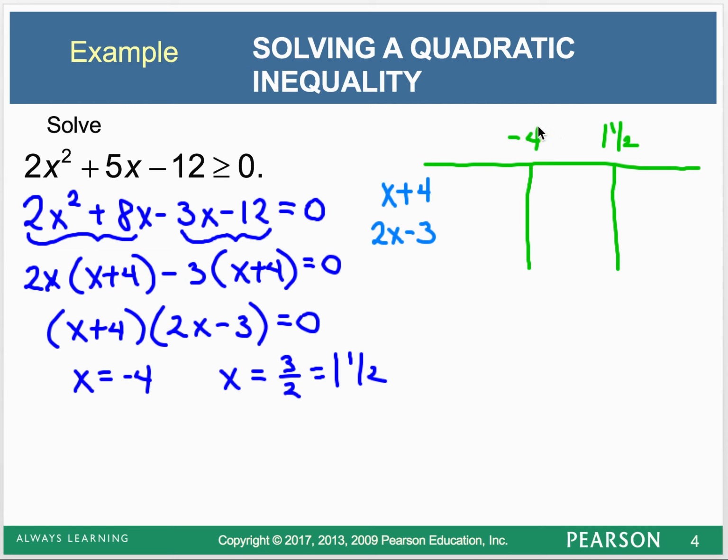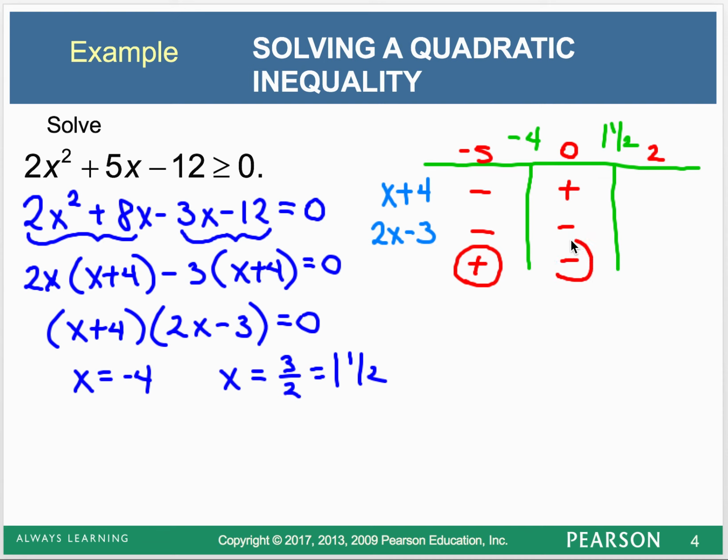So I need a number less than -4, let's say -5. I need a number in between -4 and 1.5, so that's 0, and bigger than 1.5, let's say 2. If I plug a -5 into this factor, -5 plus 4 would be negative. If I plug a -5 in here, I'd have -10 minus 3, that's also negative. A negative times a negative is a positive, so in this interval, this problem is positive. Let's try 0. 0 plus 4 is positive, and 0 minus 3 is negative. A positive times a negative is negative.